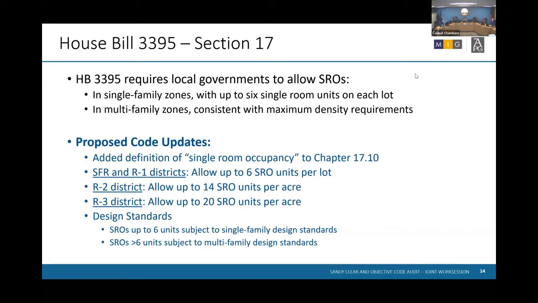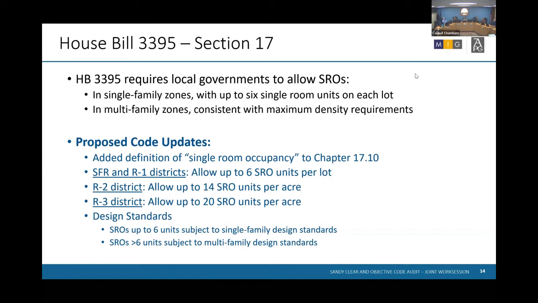What cities are required to allow in single family zones is up to 6 single room units per lot. So within a single home or a single building, you would have to allow up to 6 units on a lot. And then in multifamily zones, you have to allow the number of units consistent with the maximum density requirements in terms of units per acre.